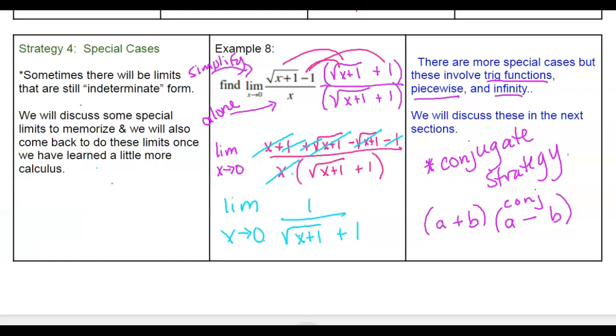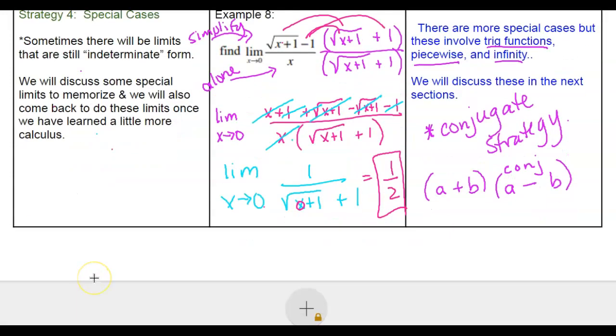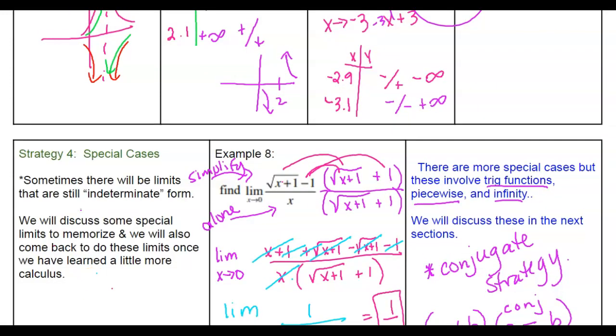So now I can try substitution again, and it's not undefined. The square root of 1 is 1, so 1 plus 1 is 2, and so we get 1/2. Okay, so that is some good algebra review. All right, you give your practice a go and see how you do.